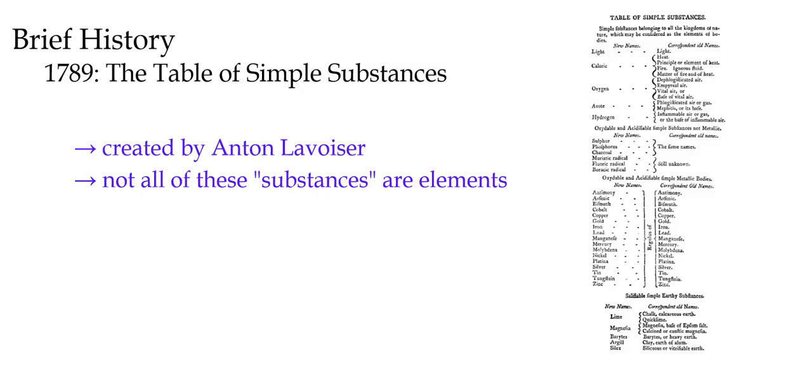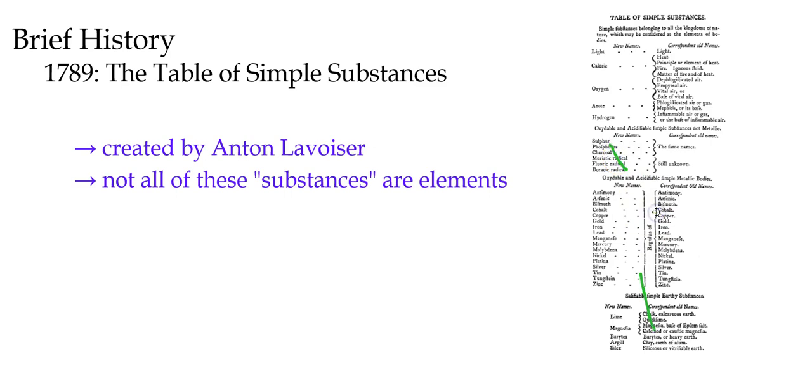All right, so now let's just dive right in. So our elements, our periodic table. The very, very first table was created in 1789 by a guy named Anton Lavoisier. He was a Frenchman. He created what was called the table of simple substances, which is this lovely table that is right here.